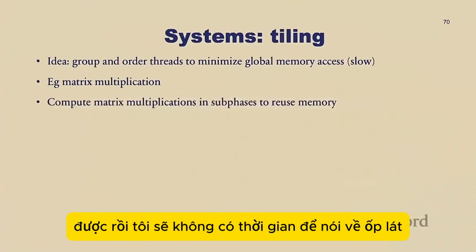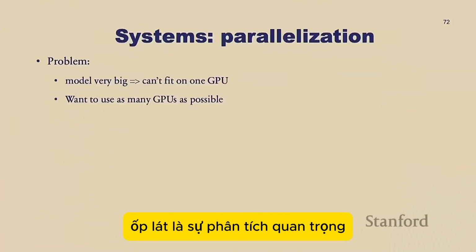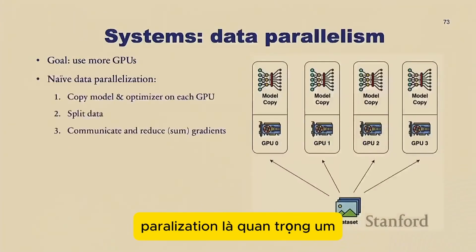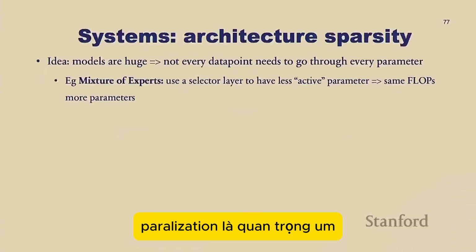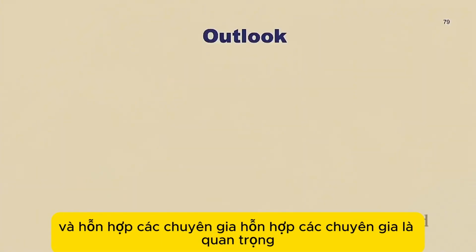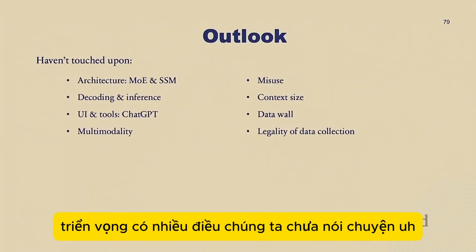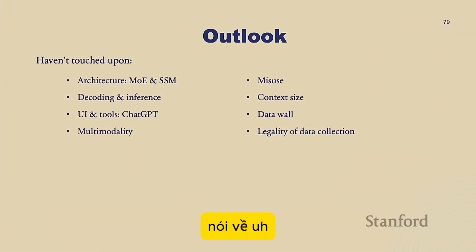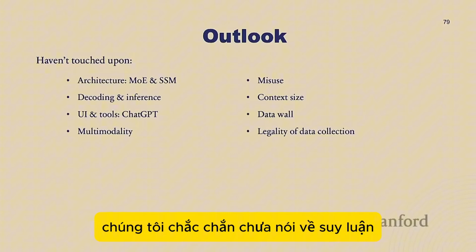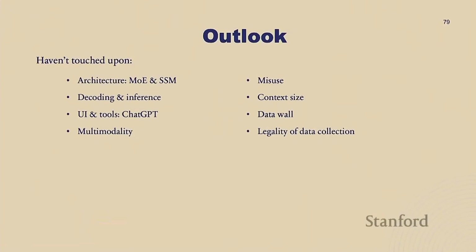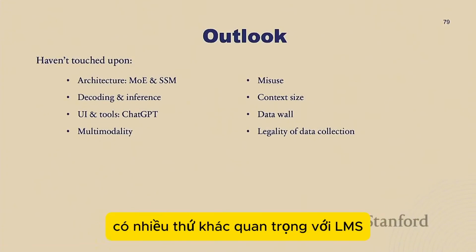Okay, I'm not going to have time to talk about tiling. Tiling is important. Parallelization is important. And mixture of experts is important. Outlook. There are many things we haven't talked about. We haven't talked about architectures. We definitely haven't talked about inference. There are many other things that are important with LLMs.